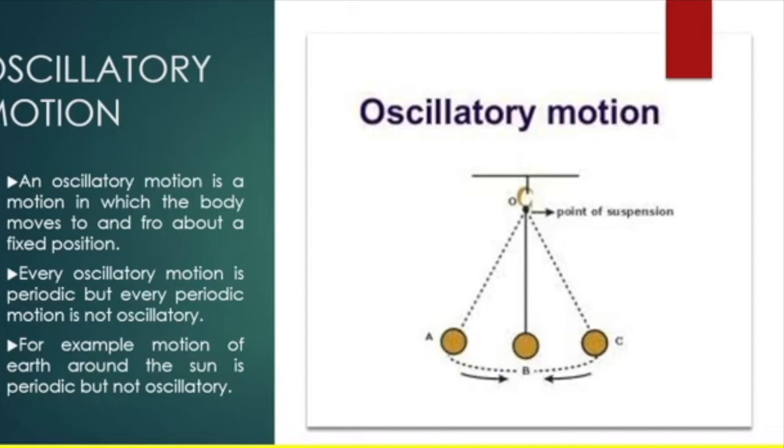For example, the motion of Earth around the Sun is periodic but not oscillatory because it is completing one circle around the Sun in the same time, but the motion is not to and fro. So this cannot be oscillatory. However, the motion of the pendulum is an oscillatory motion because it moves around a fixed point B here and then moves to A and then moves to C in the particular time interval.